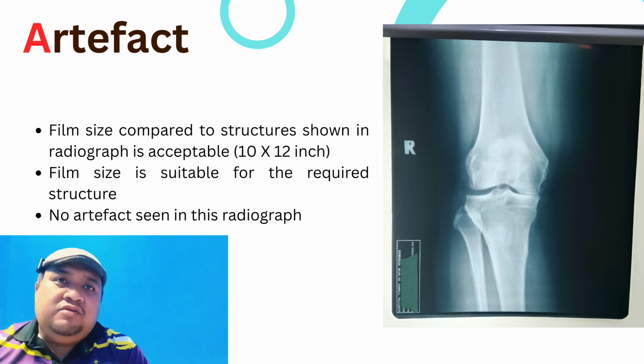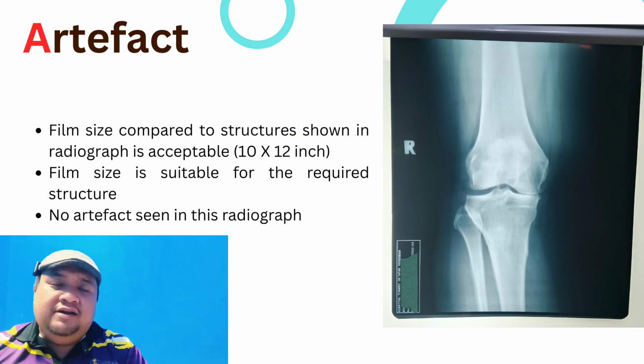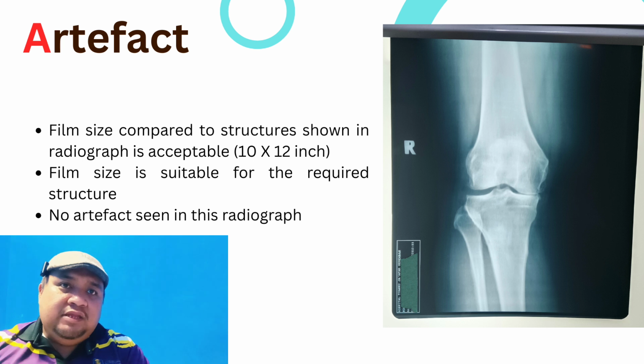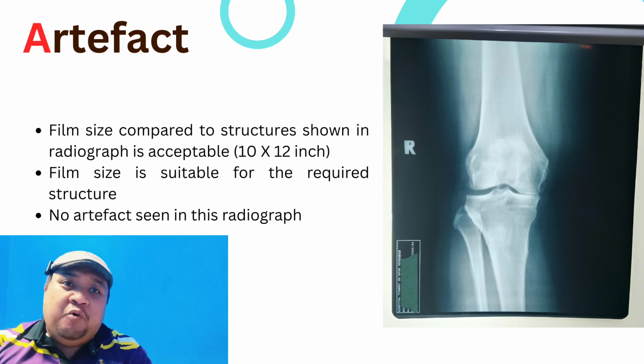The film size used is also appropriate. This radiograph was taken using a 10-inch cassette, which is suitable to cover the distal femur, the proximal tibia and fibula, and all required soft tissue. This ensures the anatomy fits well within the image field without excessive exposure or cut-off margin. Always remember, to all my friends, artifact may hide fractures, mimic pathology, or cause diagnostic error. So, it is important to make sure the patient removes any unnecessary item before exposure.